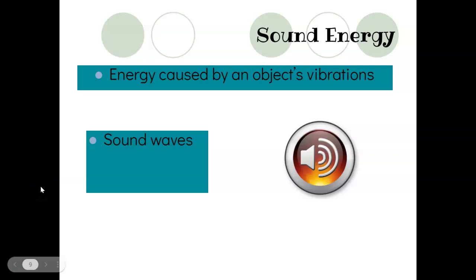Sound energy is energy caused by an object's vibrations. These are just sound waves. In our ears, we have those three little bones that pick up sound waves and convert them to sound for us. That's the way our ears work. It's a lot more complicated than that, but sound waves that are given off are picked up by our ears, and we can hear them.